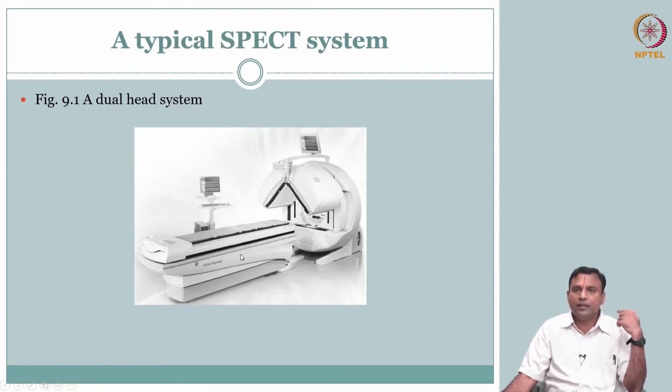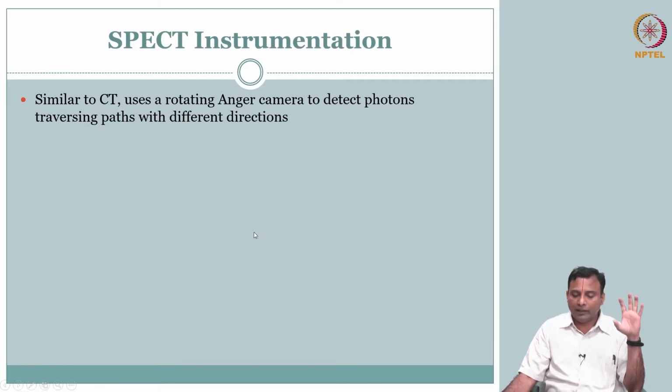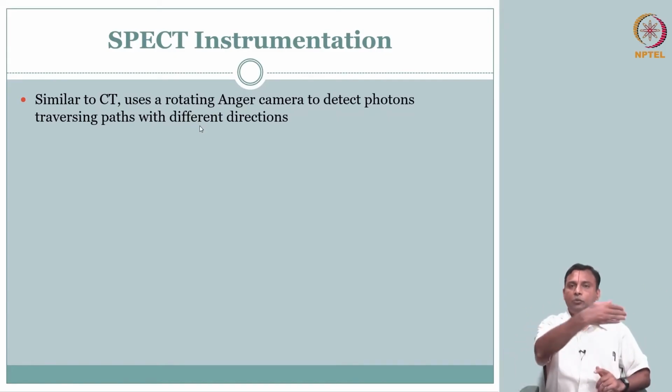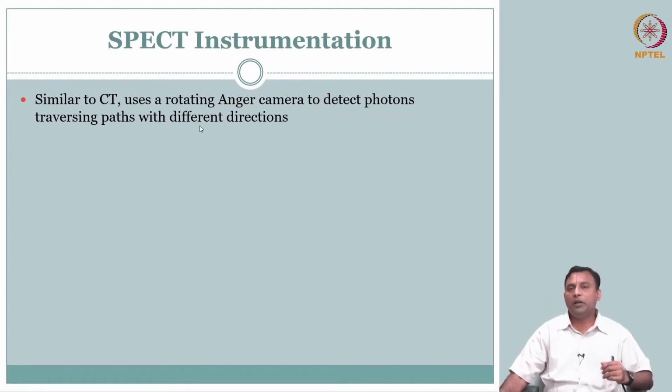Of course, because you have to do reconstruction, there is some small detailing that needs to take place, but otherwise it is very similar. We did similar to CT. Here you have an Anger camera that is rotated and you get the photons, gamma photons in this case. We get them from different paths because the radioactivity is sending in different directions. You move the Anger camera, get it from different locations, and then we should be able to reconstruct it.